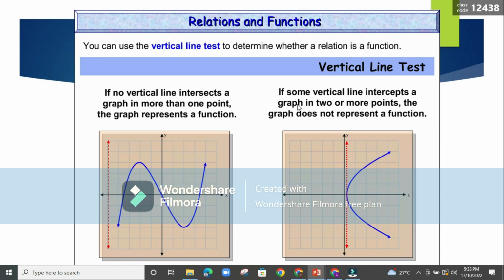However, if some vertical line intersects a graph in 2 or more points, the graph does not represent a function. As you've noticed, although it intersects one point here, if we draw more vertical lines towards this side, the vertical line will intersect 2 points. So this is not a function.